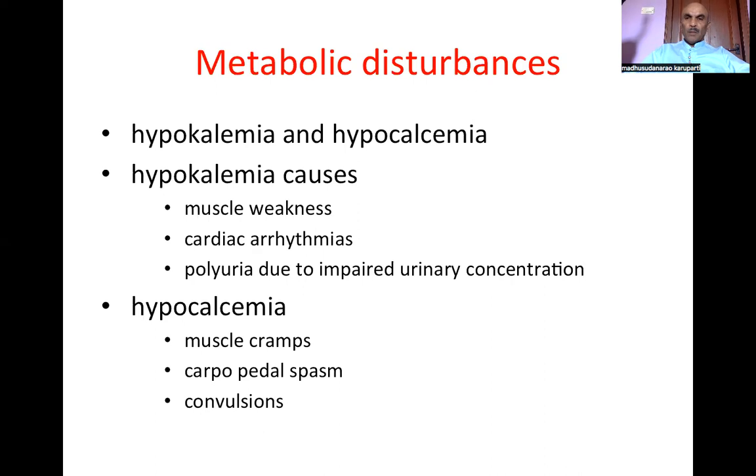So coming to the metabolic disturbances that lead to the manifestations of metabolic alkalosis, they are hypokalemia and hypocalcemia. The mechanism of hypokalemia has already been discussed in the pathogenesis of renal response to metabolic alkalosis. Hypokalemia results in weakness of the muscles and cardiac arrhythmias, and polyuria due to impaired urinary concentration.